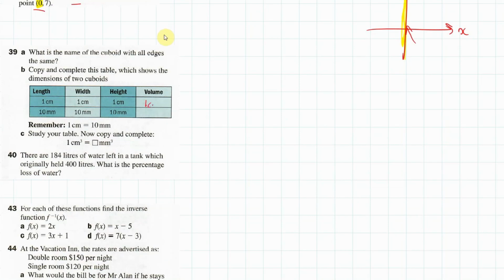So this is 1 centimeter squared, cubed, sorry, 1 times 1 times 1. This one is 1,000 millimeters cubed. Now, what do you notice? That's equal to this, that's equal to this, that's equal to this. So, that can help you. You can now say 1 centimeter cubed is equal to 1,000 millimeters cubed. Well, there should be a cube there, right?